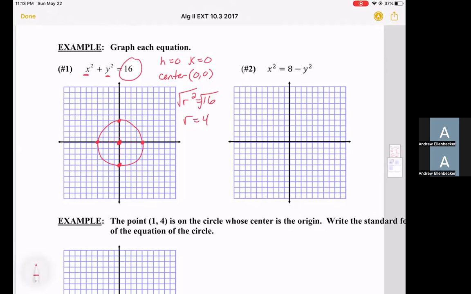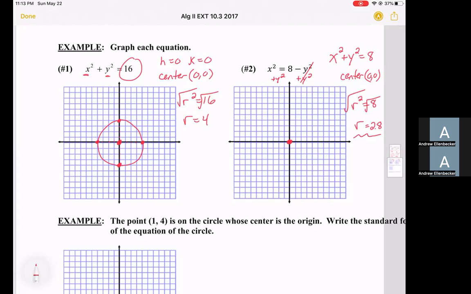Okay, number 2. We first want to make sure this is a circle equation. So we're going to add the y squared, and we do get x squared plus y squared equals 8. So again, the center is at 0, 0. And r squared is equal to 8. So you found the h and the k, which is the center, 0, 0. And now we have to find out what r is by taking the square root. So the square root of 8 is 2.8 roughly. I'm just going to say 2.8 is our radius.